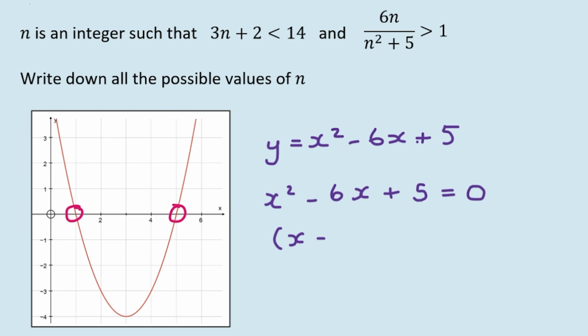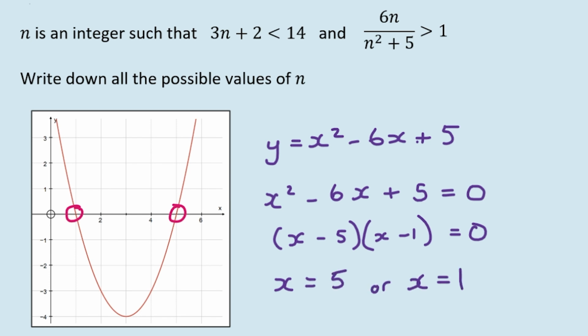So factorize to give x minus 5 and x minus 1 is equal to 0. And then the solutions to that would be x equals 1 and x equals 5. That tells us that those 2 points will be at 1 and 5 on the x-axis.